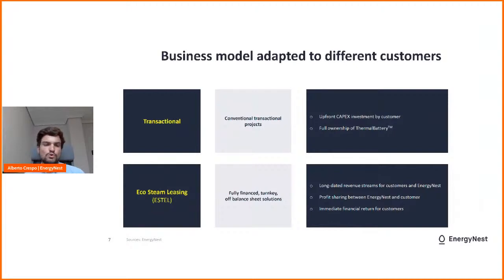Now, also to offer an overview of the two main business models that we offer, depending on the customer. On the one hand, we have the transactional, which is the conventional way of doing business, in which the customer invests the CapEx upfront and owns the thermal battery from day one. On the other side, we have what we call our EcoSteam Leasing, or ESTEL, which is essentially a fully financed turnkey off-balance sheet solution in which both Energy Nest and the client benefit from the savings that the system brings to the client. There is profit sharing that allows the client not to have to make heavy investments upfront, but rather have an immediate financial return from the project, while minimizing the risk significantly, of course.